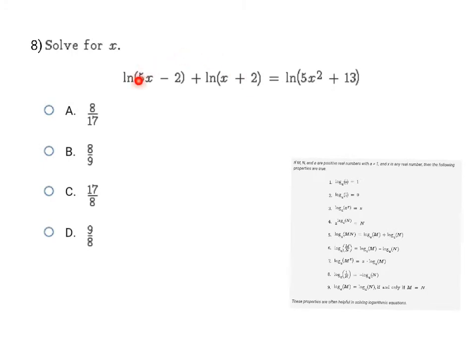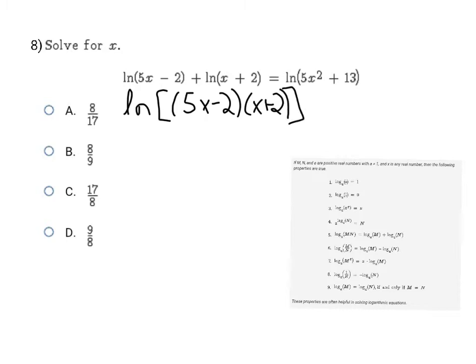Number 8 is a little bit different. I have 2 logarithms being added together, and they're natural logs here. I can't just raise each of these to the e. First, I'm going to have to make this one natural logarithm. And so to do that, I look over here at my properties, and I see that when I have 2 logarithms separated by addition, that's the same as one logarithm with the arguments being multiplied. So that means I can rewrite this side as ln with the argument of 5x minus 2 times x plus 2.